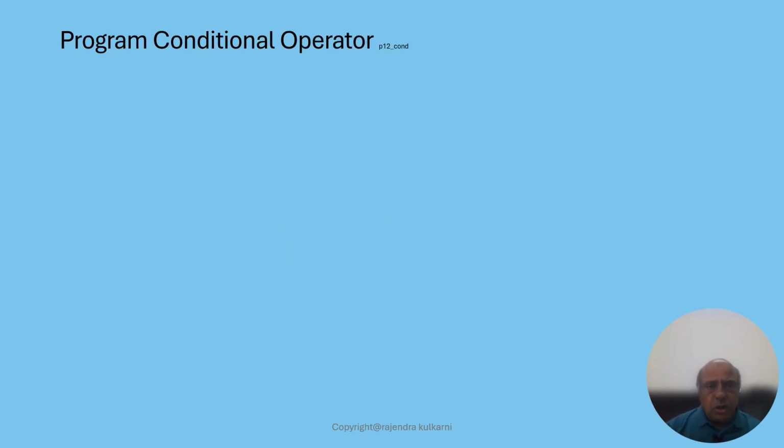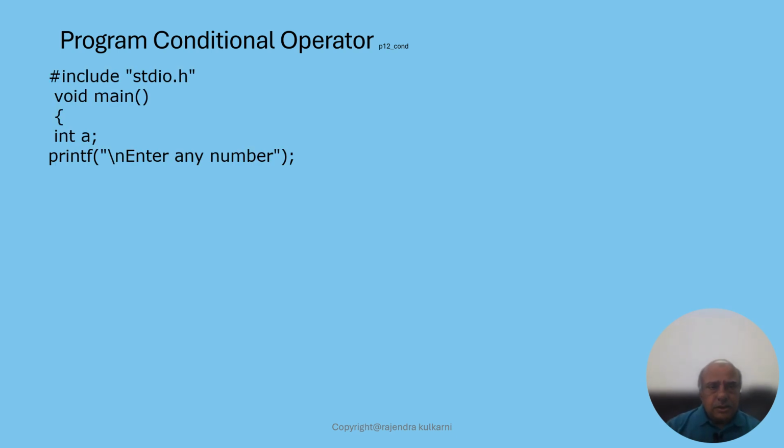Let us see a small program using the conditional operator. A is an int variable. The program is asking the user to enter any number. That number will be assigned to variable A. Whatever has been entered will also be displayed by this printf statement on the output screen.